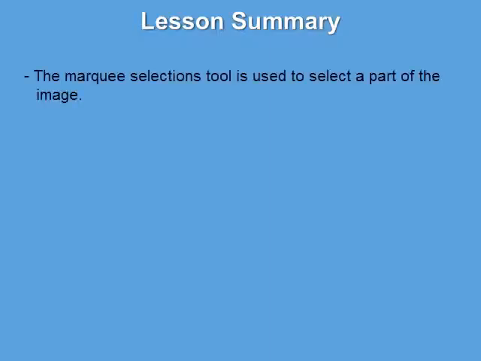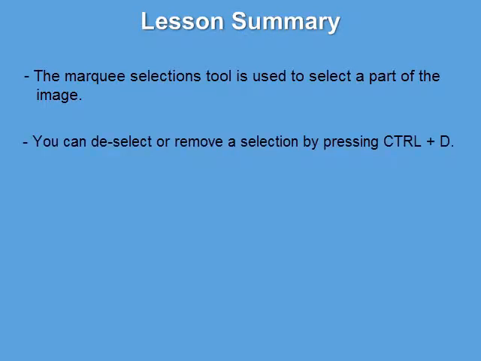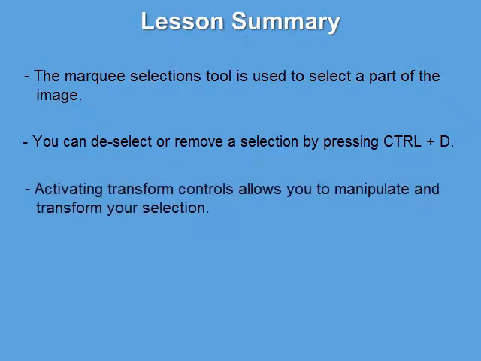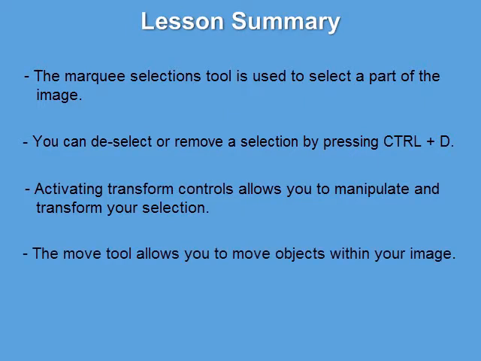The Marquee selection tool is used to select part of the image. You can deselect or remove a selection by pressing Ctrl plus D. Activating transform controls allows you to manipulate and transform your selection. The Move tool allows you to move objects within your image. Ctrl plus Z is used to undo an action.